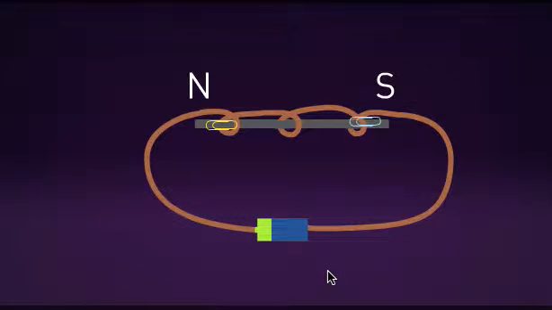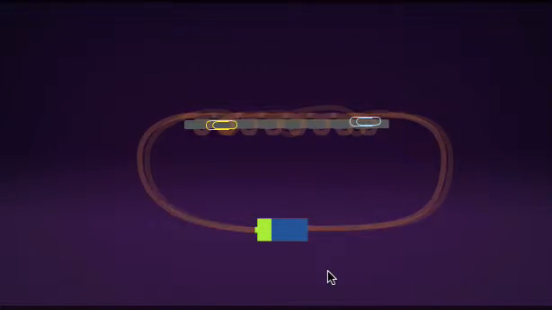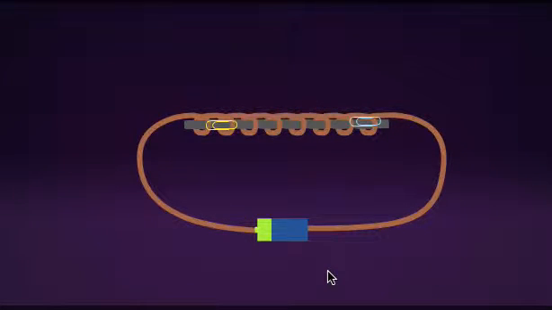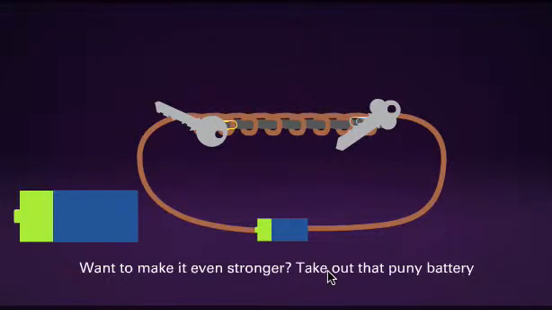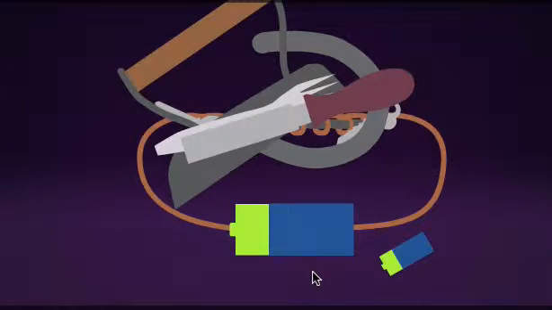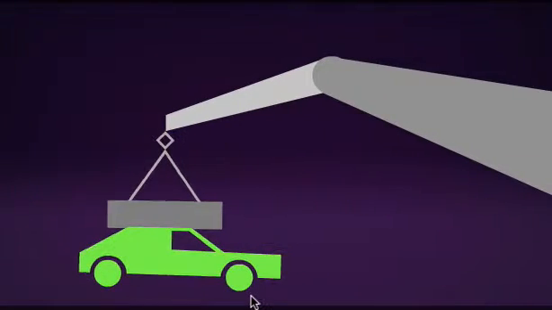The ends of a magnet are called the north and south poles. Why is that? Well, the magnet acts like a compass, and if it was able to move, the north pole would swing round and point to the north. What do you think will happen if you add more turns of wire to the coil? Yes, you get a stronger magnet. Want to make it even stronger? Take out that puny battery and use something more powerful. Electromagnets can be extremely powerful indeed.